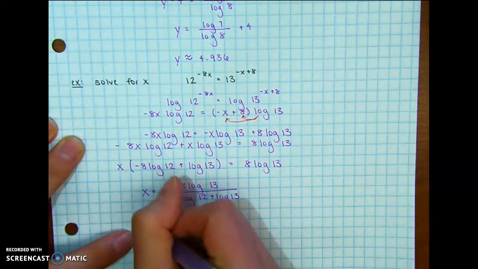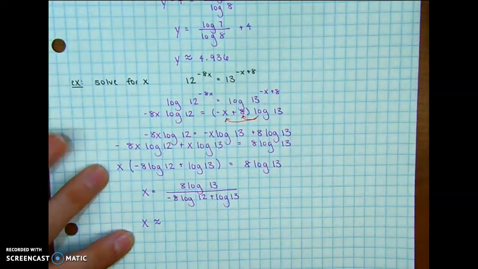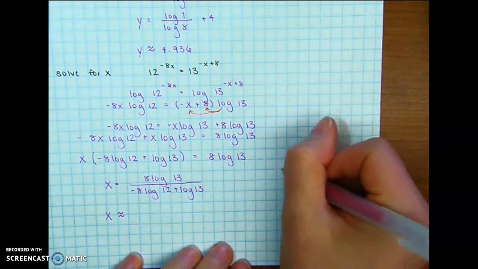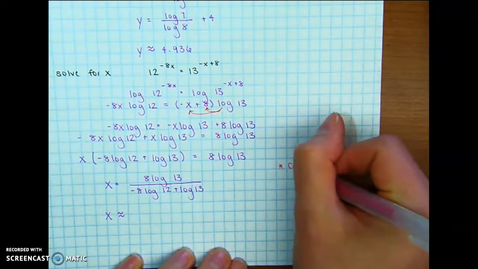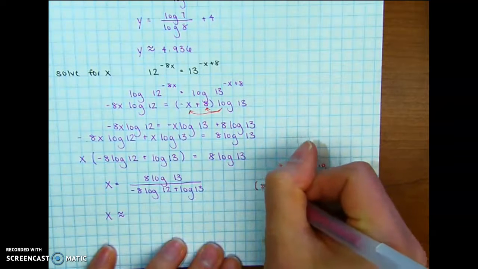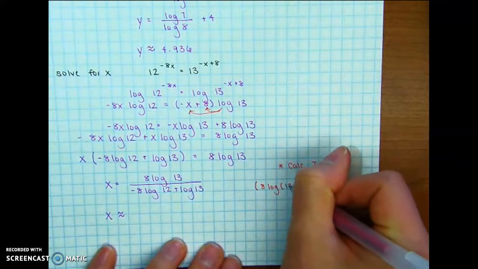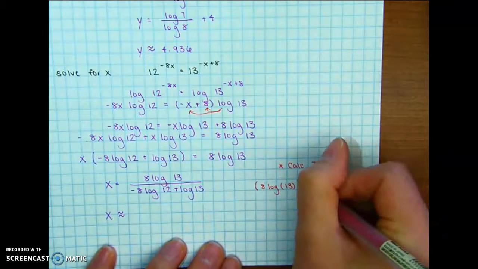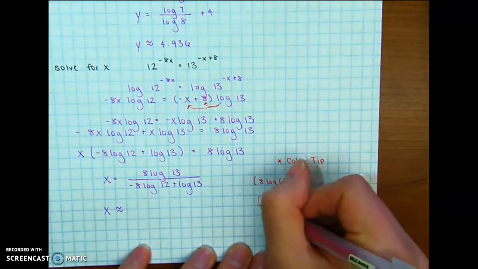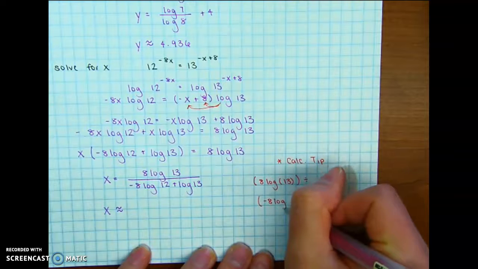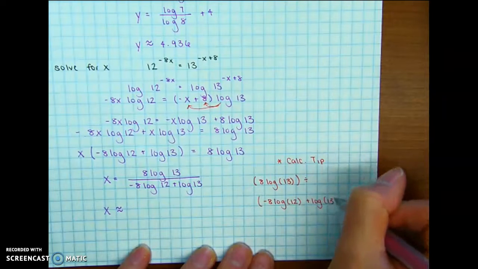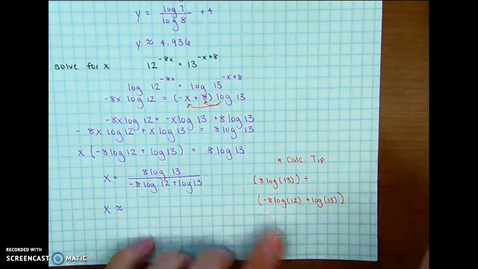Now we're going to want to get an approximate answer as well, so I'm going to do this in my calculator. When you're doing this in your calculator, here's just a little tip. You're going to want to do parentheses 8 log, and then your calculator is automatically going to put your log in parentheses. So do your whole numerator, press the divide button, and then you're going to type parentheses negative 8 log parentheses 12 plus log parentheses 13, and then close your parentheses for the whole denominator.